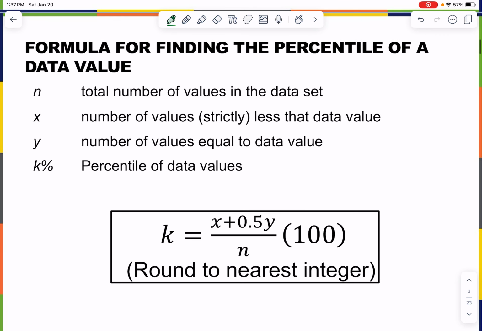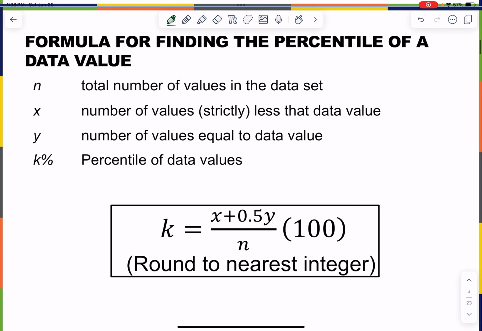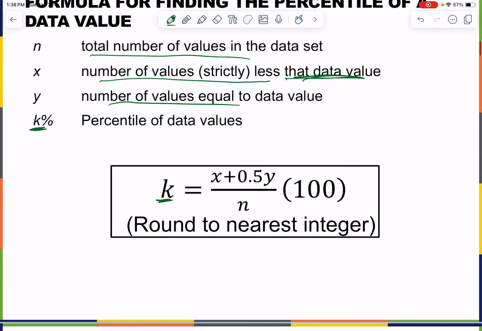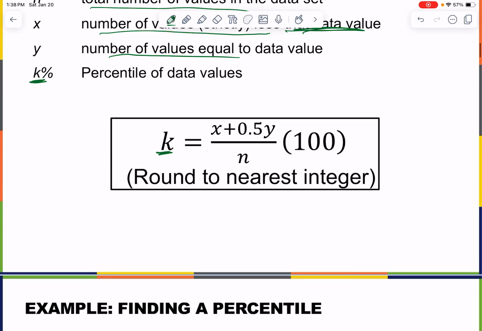Formula for finding the percentile of a data value. So remember, percentile of a data value is a percent. So we're looking for this k percent. Some notation. N is going to represent the total number of values in the data set. X is going to be the number of values that are strictly less than the data value. Y is going to be the number of values that are equal to the data value, which could just be 1. And K is going to be the percent that we are looking for, the percentile of the data value.